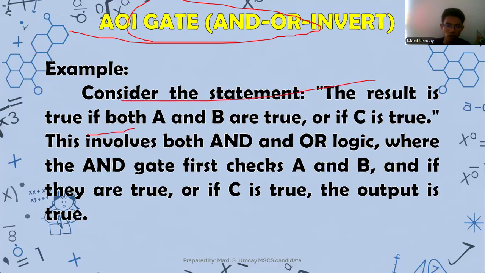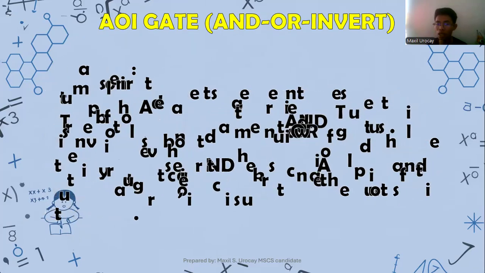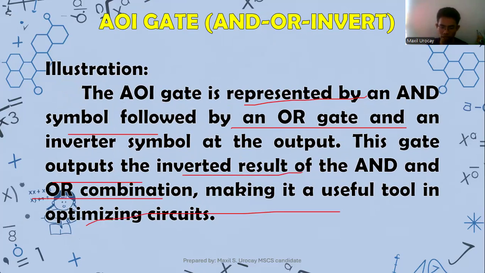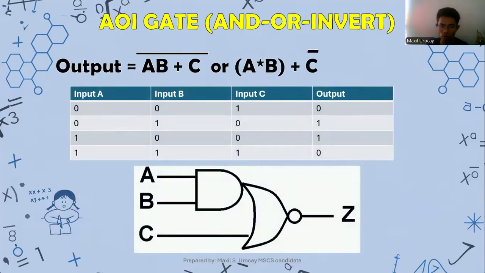Consider the statement: the result is true if both A and B are true, or if C is true. This involves both AND and OR logic, where the AND gate first checks A and B, and if they are true, or if C is true, the output will still be true. To illustrate that, the AND-OR-invert gate is represented by an AND symbol followed by an OR gate symbol at the output. This gate outputs the inverted result of the AND-OR combination, making it useful for optimizing the circuit. This is actually how it works.